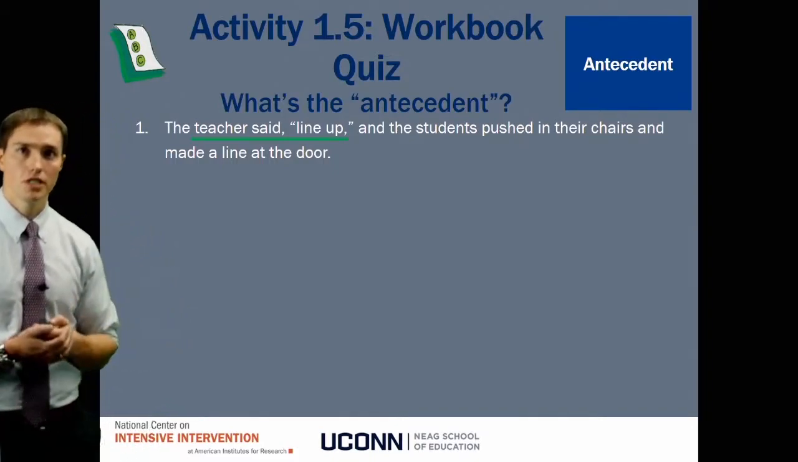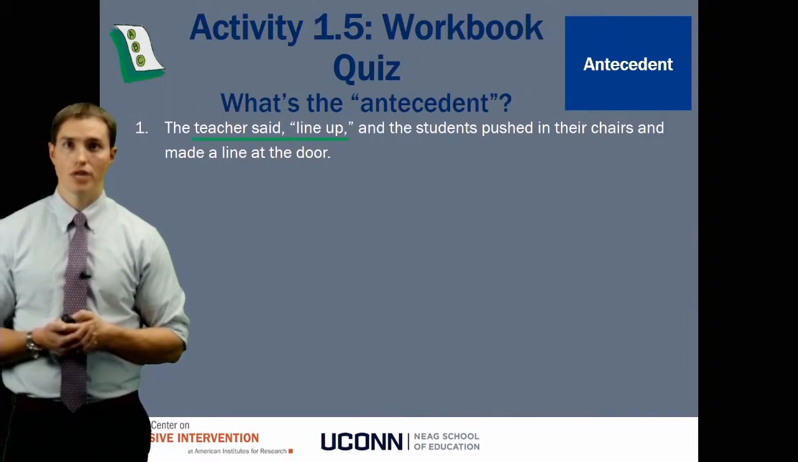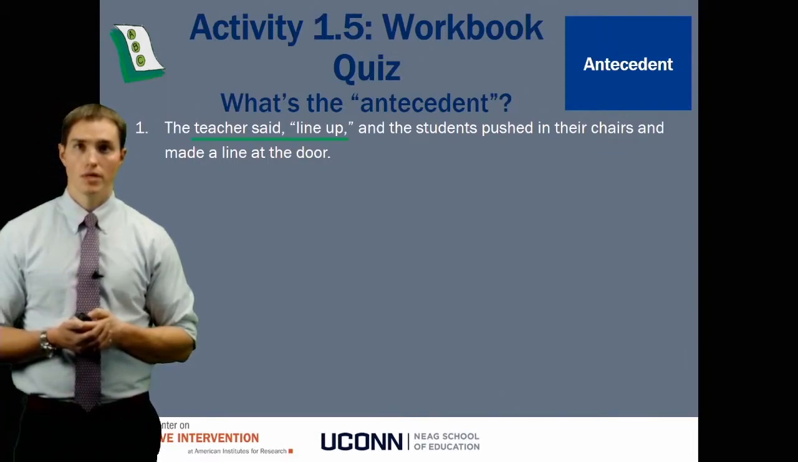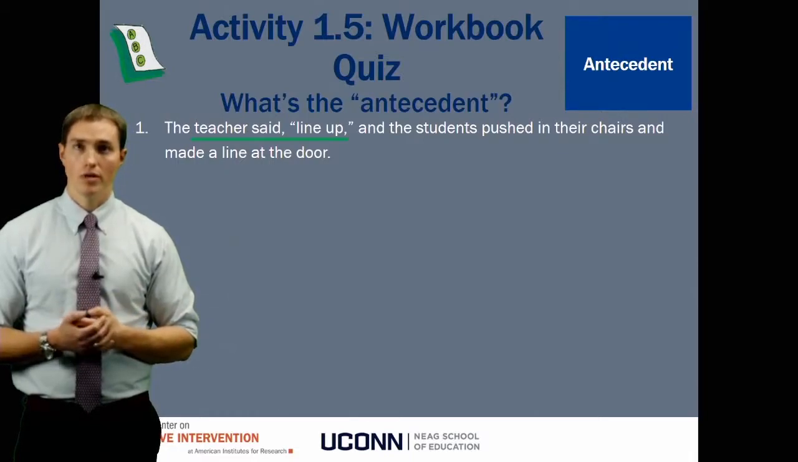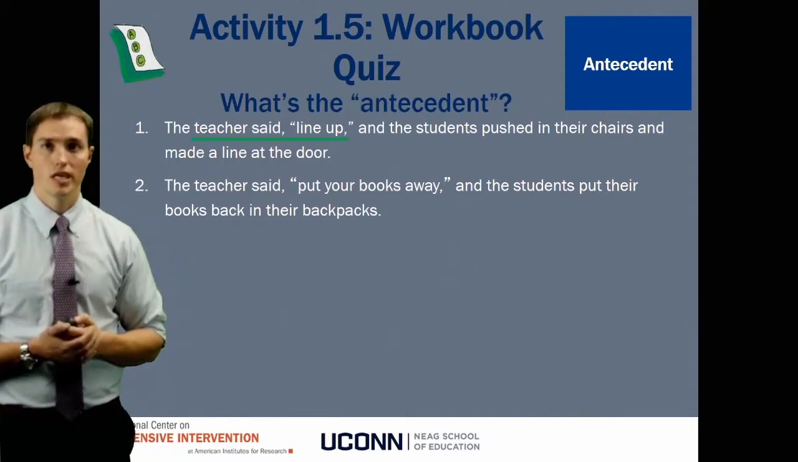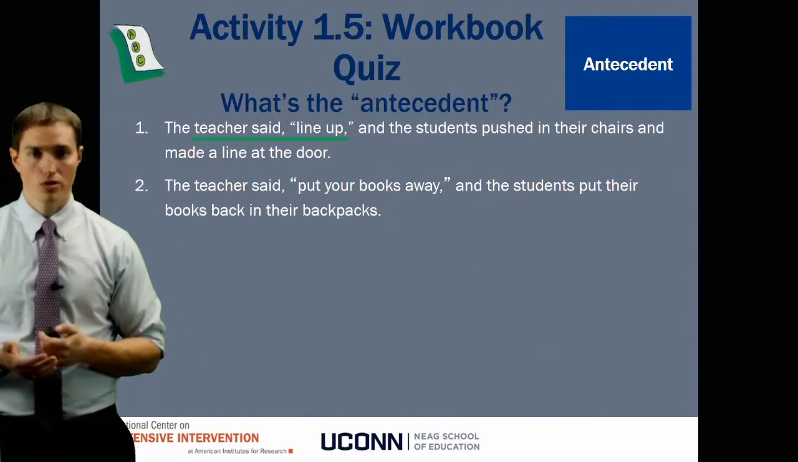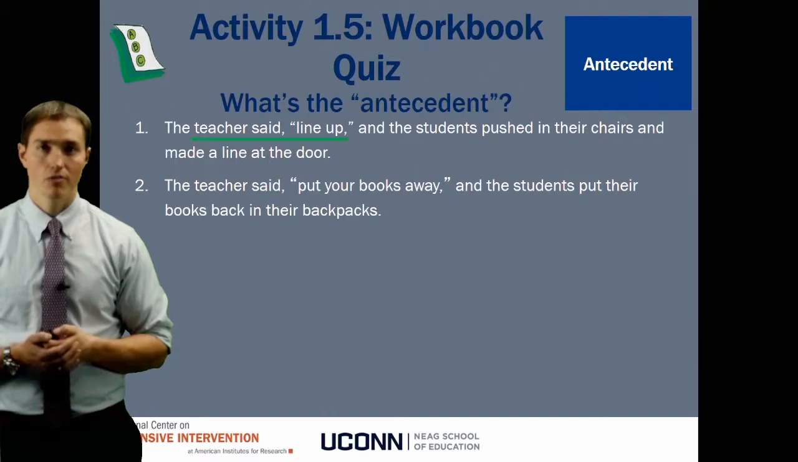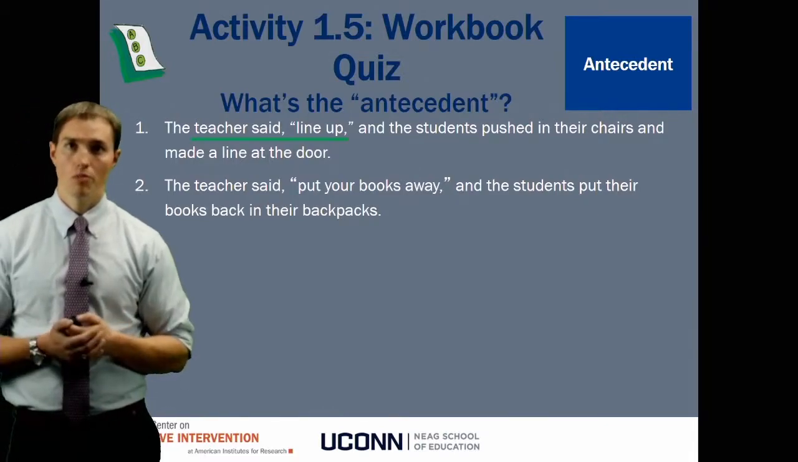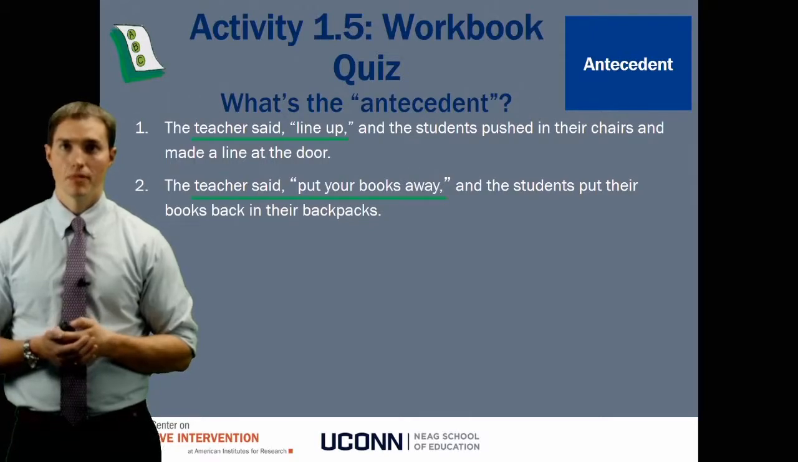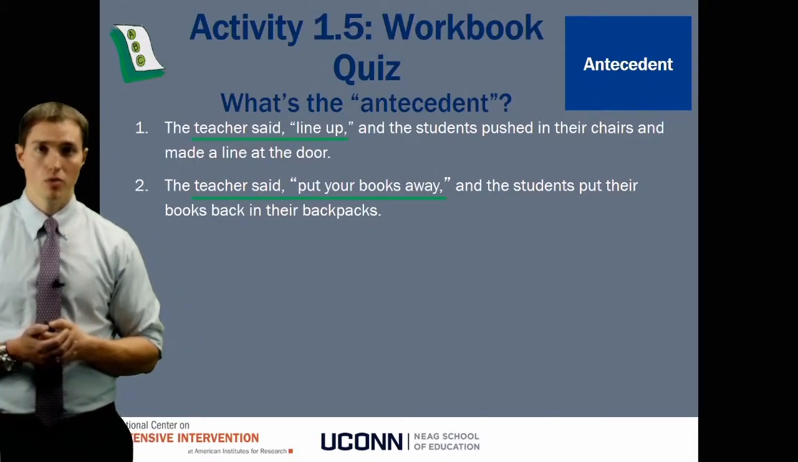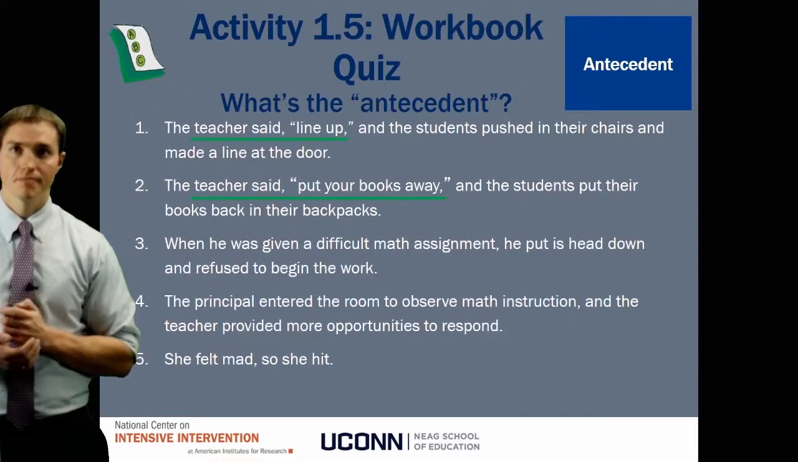Item number 1, the teacher said line up, and the students pushed in their chairs and made a line at the door. The underlined green words, teacher said line up, would effectively be the trigger or the antecedent to this example. Example 2, the teacher said put your books away, and the students put their books back in their backpacks. What do you think would be the antecedent in this example? If you underline the teacher saying put your books away, you would be correct.